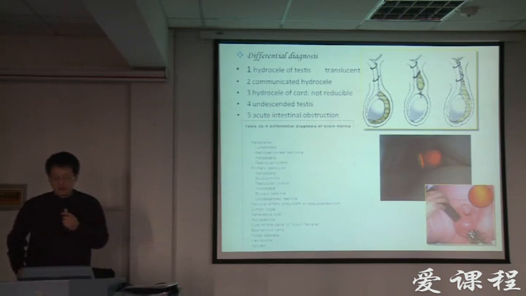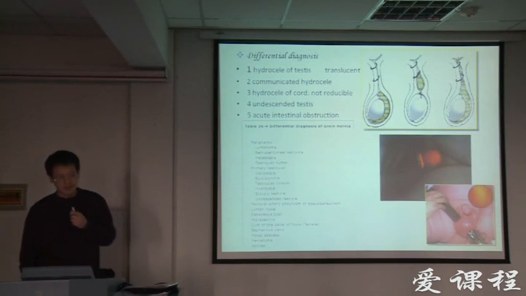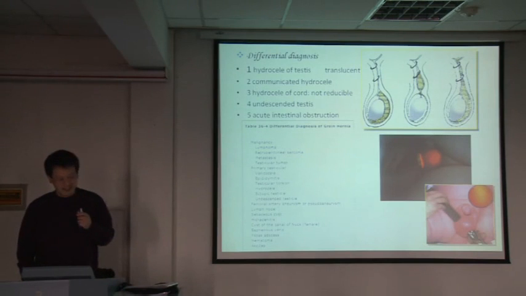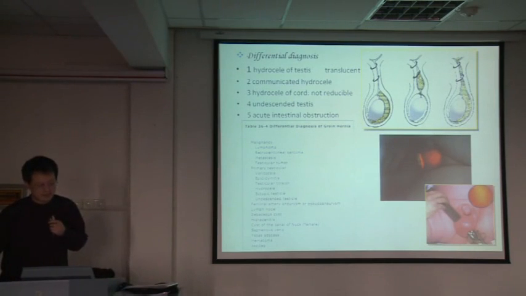Okay, so another differentiation: you must make a differential diagnosis of a lump in the inguinal region. Sometimes people show you a lump here, so you must know if it's really a hernia. Sometimes it is a hydrocele. This is the hydrocele of the testis here, and this is the hydrocele of the spermatic cord, and if they're together, it's the communicating hydrocele. It's some collection in the spermatic cord.